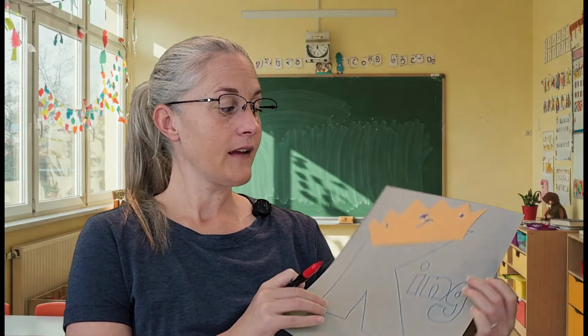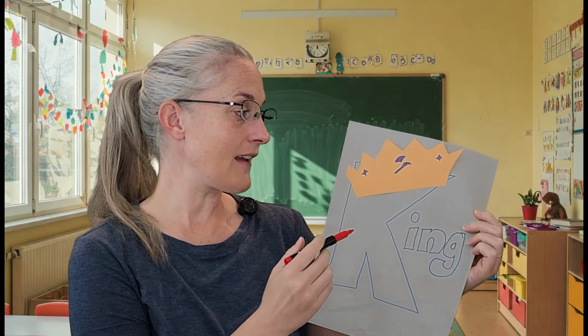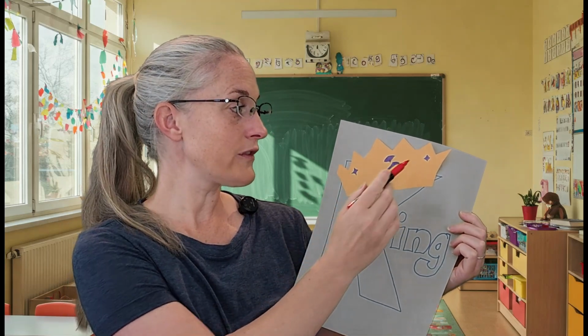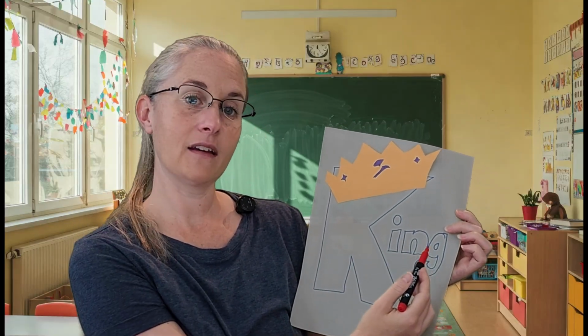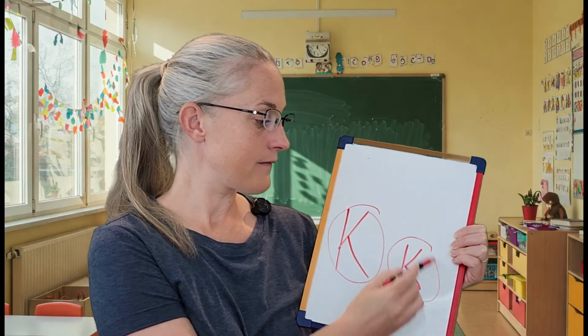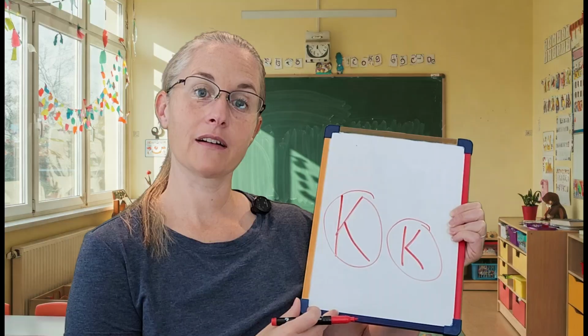Have you ever seen a king before? Kings usually wear crowns on top of their head. So we made this K look like a king because we put a crown on top of his head. He's got some jewels on his crown, and we wrote out the word king. So remember, when you see the letter K, it makes the sound k.